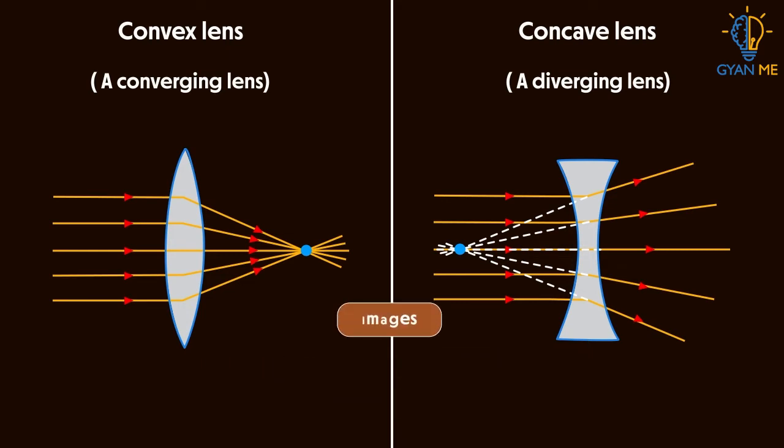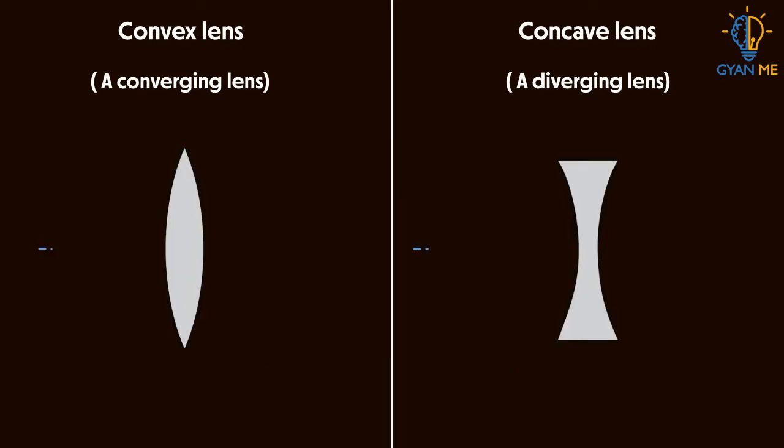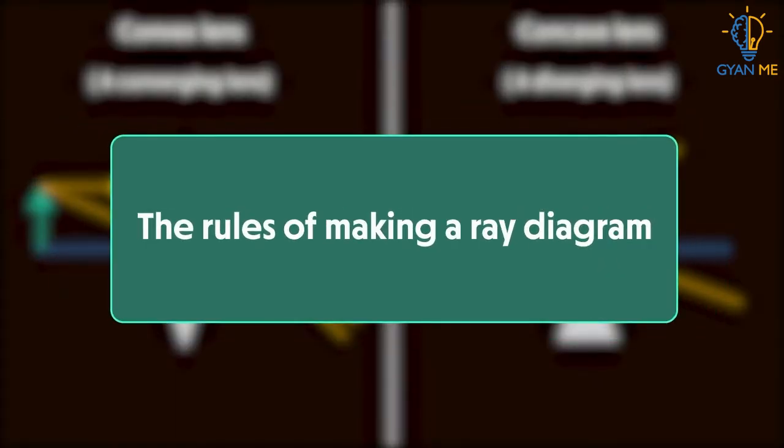Thus, due to the shape of both the lenses and their ability to refract light rays differently, the images formed by them also have different characteristics, like the size of the image, its shape, and its type. That is, whether the image is real or virtual is different. Conventionally, we use rays to know how these different images are formed. So let's first learn about the rules of making a ray diagram.